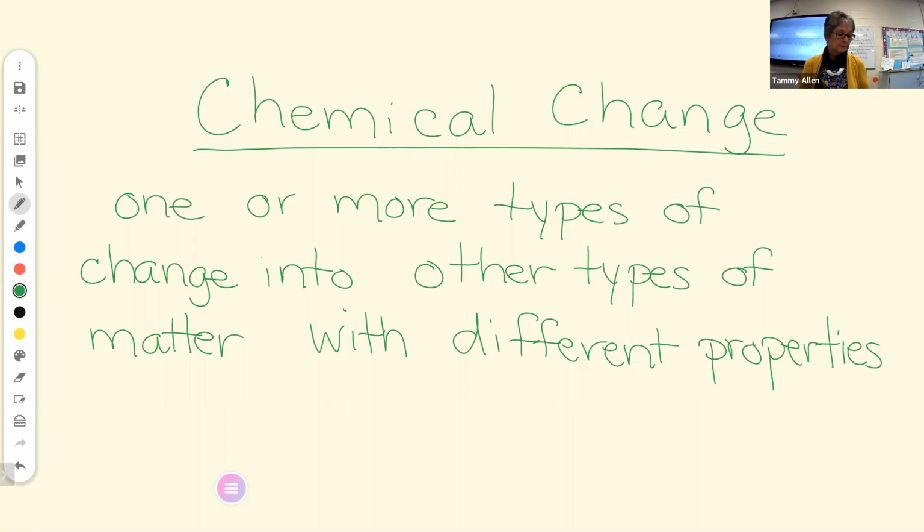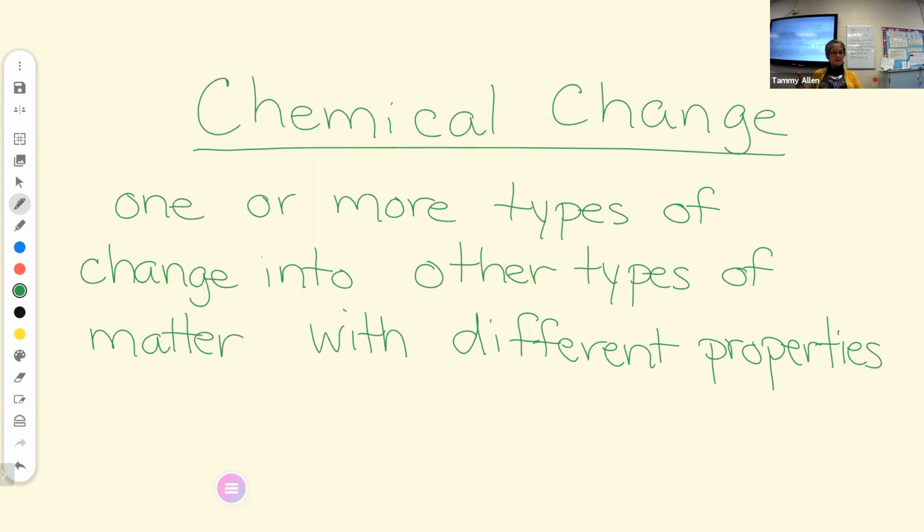Do a quick one. So in a physical change, we still recognize it as the same, right? Okay. In a chemical change, it changes into another type of matter. All right? Does that make sense?